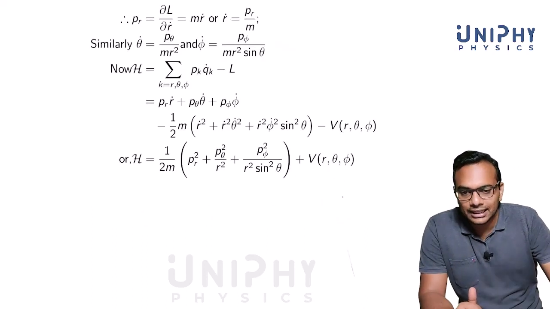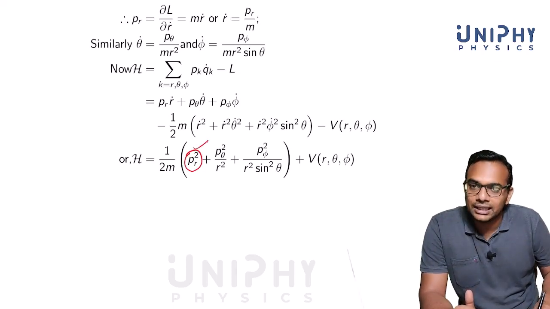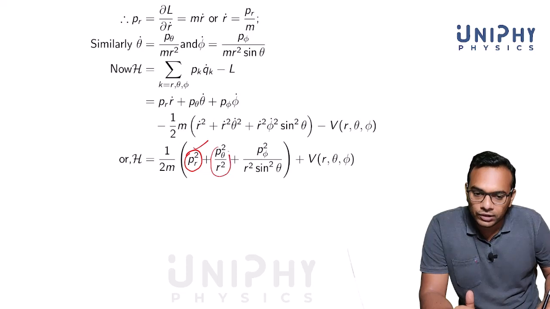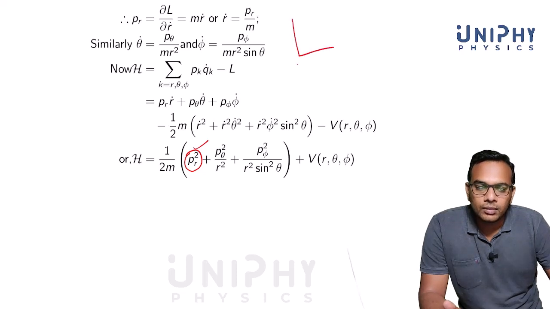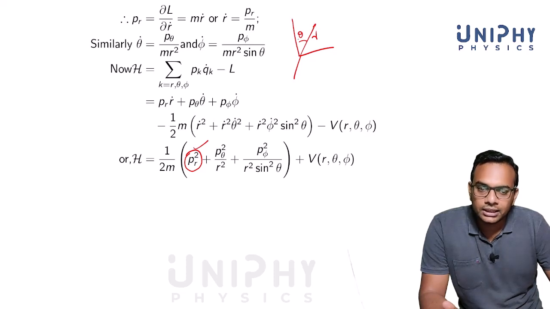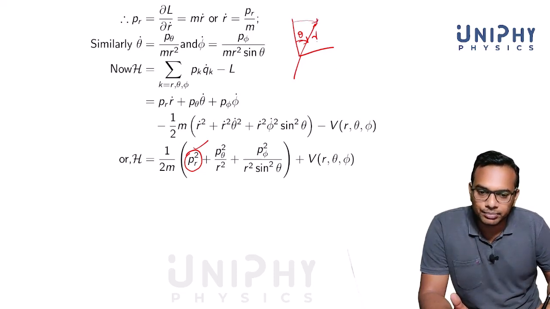But you will see a nice pattern here. In the final answer, you have got the linear momentum term, it's p_r squared. Okay, here we have got p_θ squared, the angular momentum, divided by the corresponding length. Okay, in this case, this is theta, this is r. So you have got p_θ, an angular momentum, divided by the corresponding length, which is r, so it's p_θ squared divided by r squared.